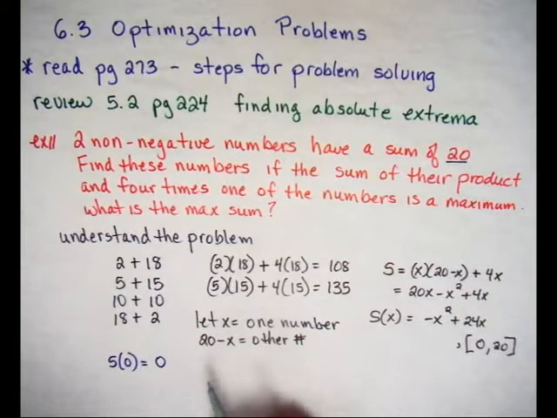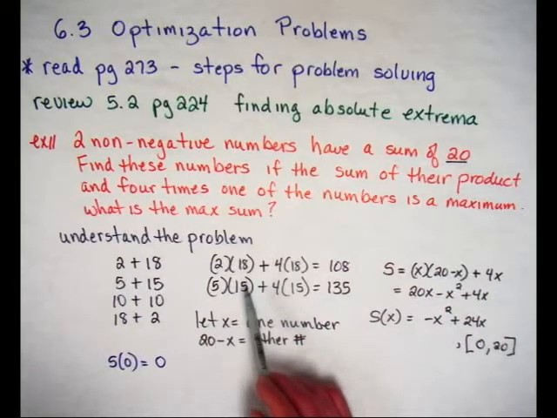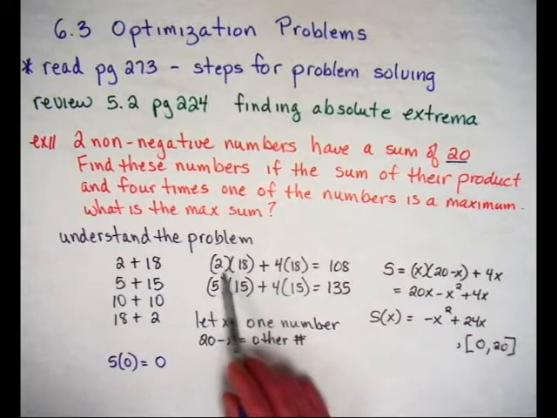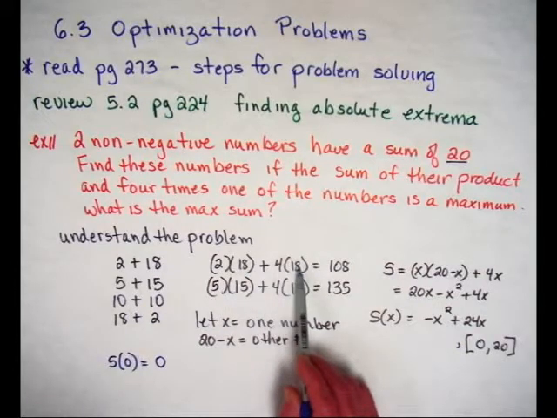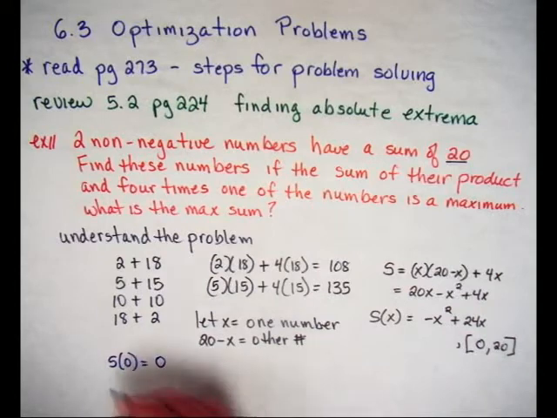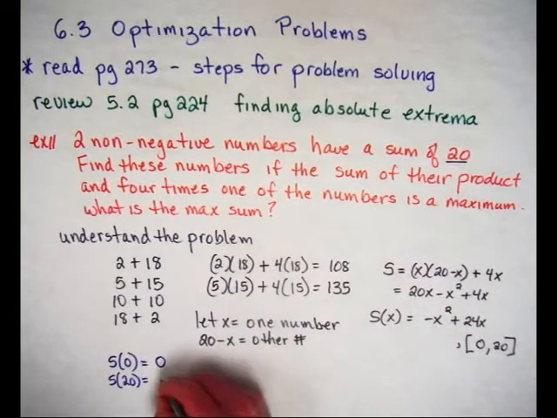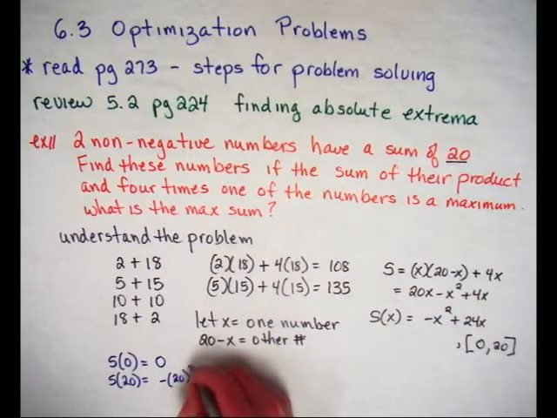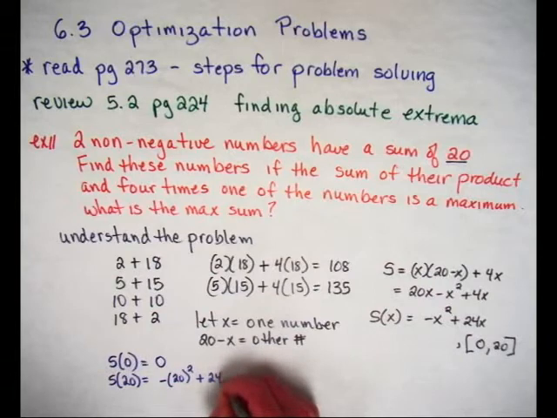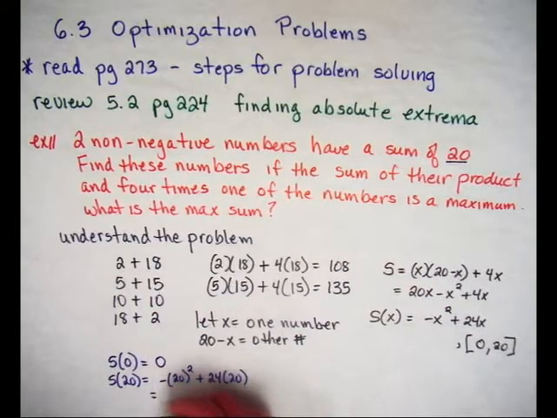It makes sense that if I pick 0 as my number, I'm going to end up with 0 times a number plus 4 times 0. Obviously, that's not going to give me a very large sum. If I pick 20 as my number, you might think that's the same thing, but remember that we're multiplying one of them by 4. So if I pick 20 and plug it into our function, we're going to get negative 20 squared plus 24 times 20, which turns out to be 80.